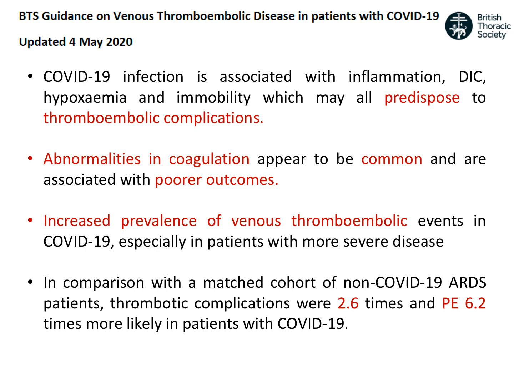The British guidelines for COVID-19 patients had admitted that many factors can predispose to thromboembolism in those patients, and that abnormalities in coagulation are common and associated with poorer outcome, and there is an increased incidence and prevalence of VTE in those patients. Based on one study, they mentioned that the thrombotic complication in COVID-19 ARDS patients is much higher than in non-COVID-19 ARDS patients. So thrombotic complication is like 2 to 3 times what we see in non-COVID-19 ARDS patients, but PE is 6 times more common.